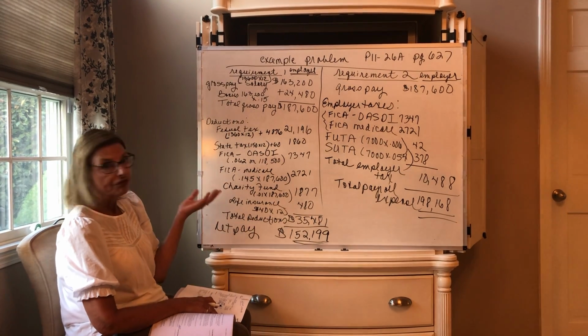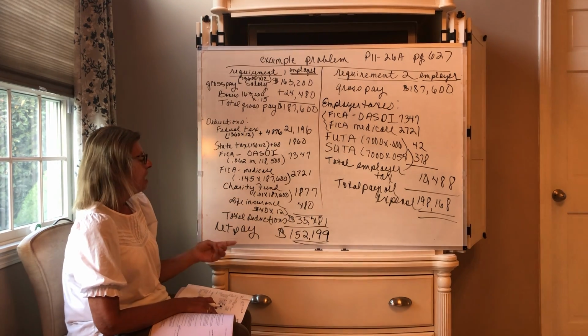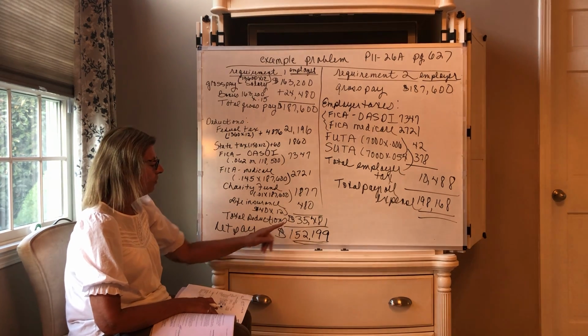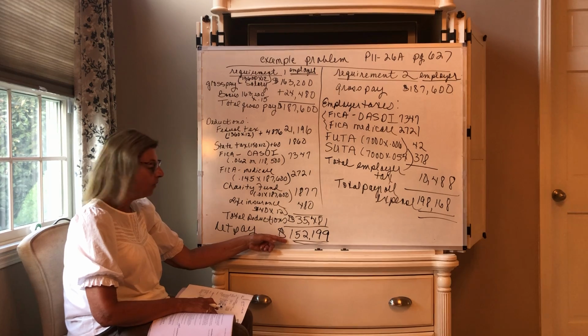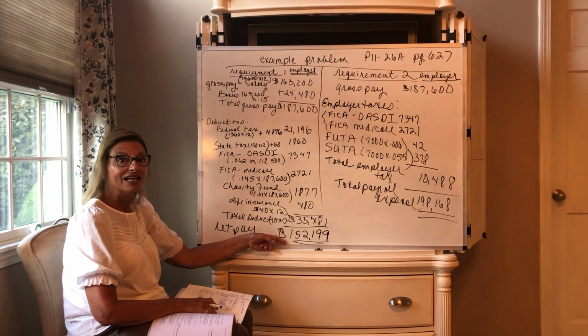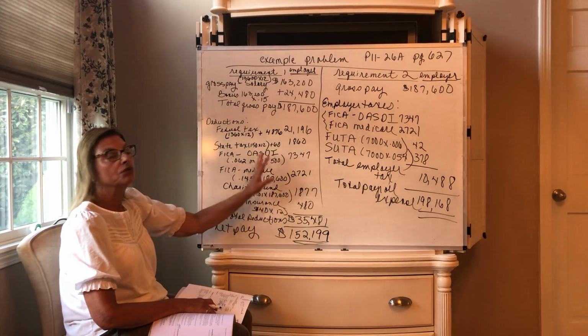Okay? No health care deduction, maybe the company pays them. Okay? So his total deductions come to $35,481. That means his net pay, what he got to take home, was still $152,199. So that's his part as an employee.